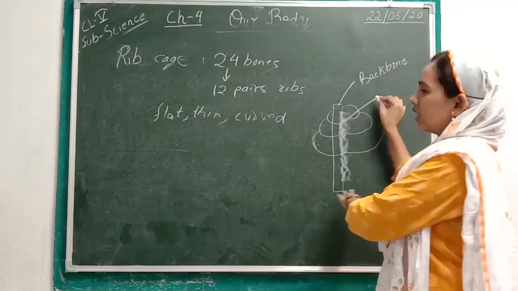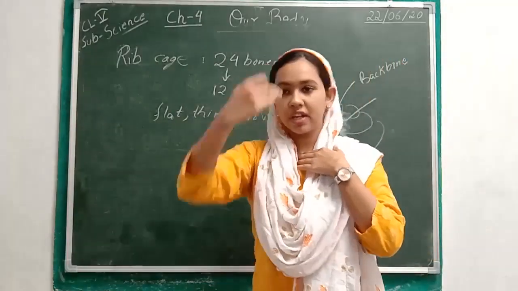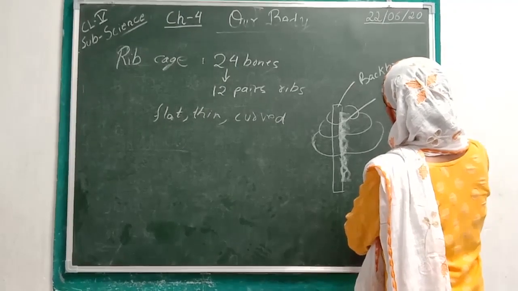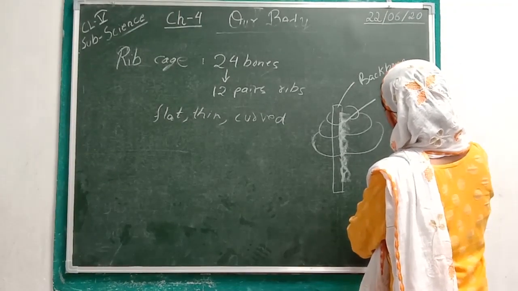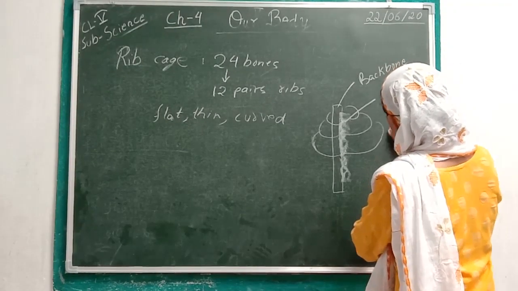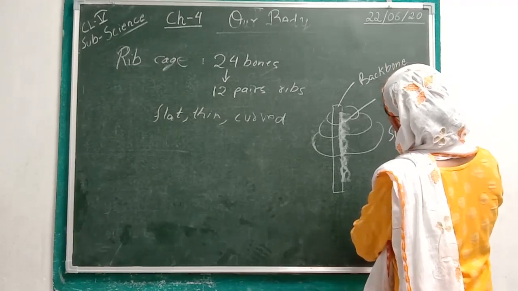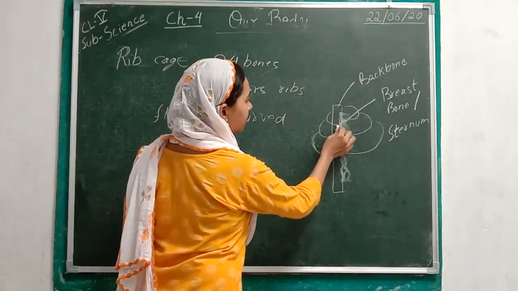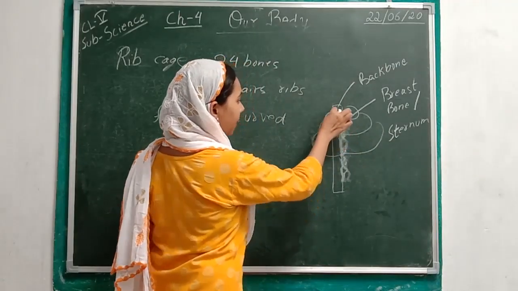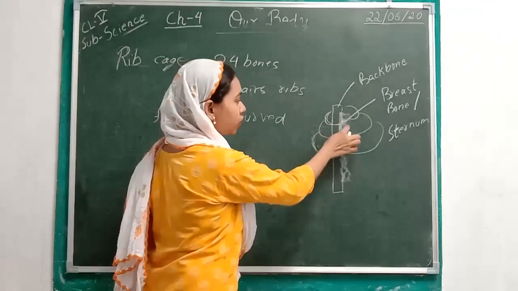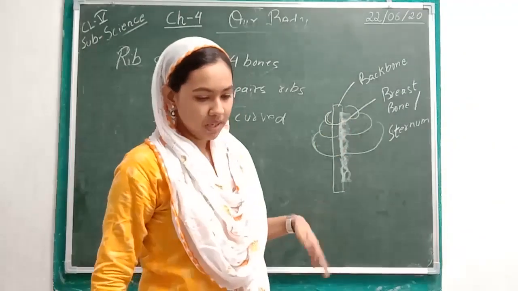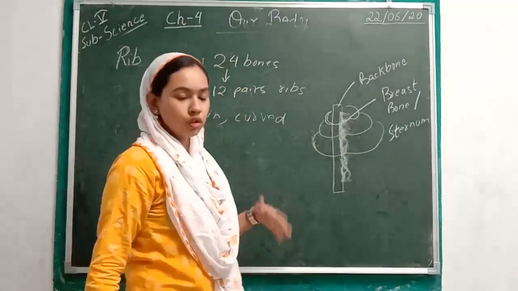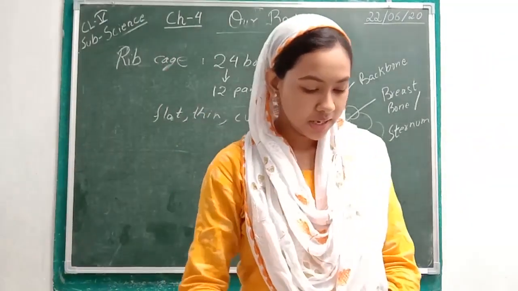And the bone at the front, just at your chest region, you can find a long bone here. That is the breastbone, also known as the sternum. So you can see that these ribs are joined to the backbone, and at the front they are joined to the breastbone or the sternum. And as I said, there are 12 pairs of them. That means a total of 24 bones.